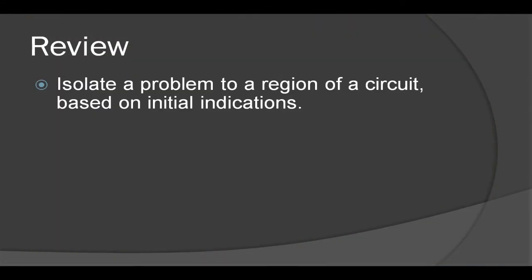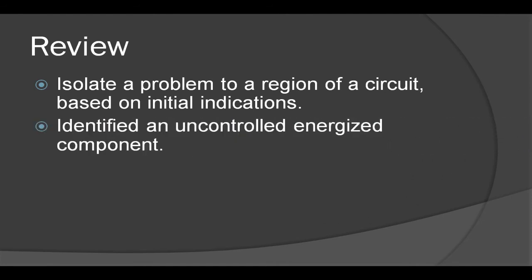Let's review. In this lesson, we learned how to isolate a problem to a region of the circuit based on initial indications, identify an uncontrolled energized component, and identify a blown fuse. In the videos that follow, we will delve further into the rest of the troubleshooting procedure and study the specific techniques for finding shunts, shorts, and opens.